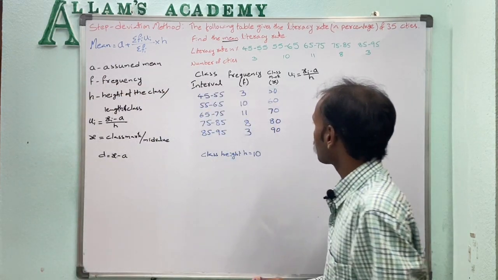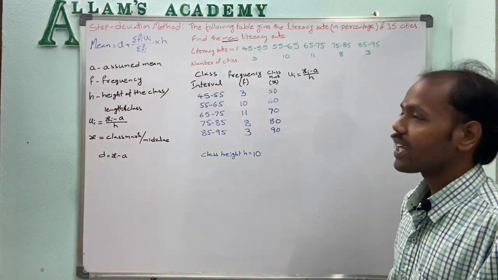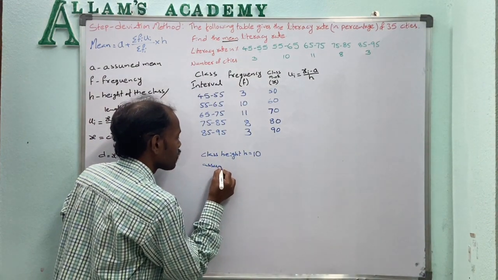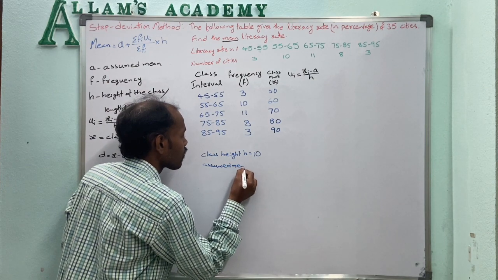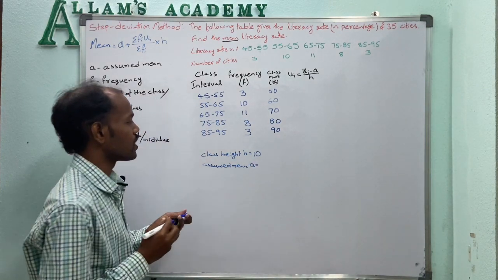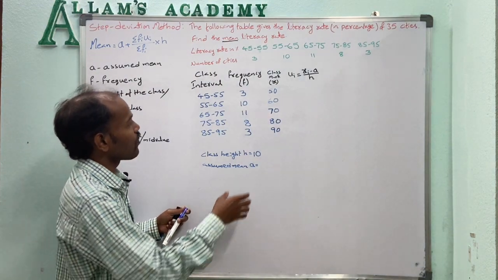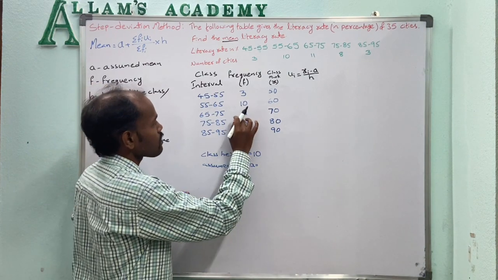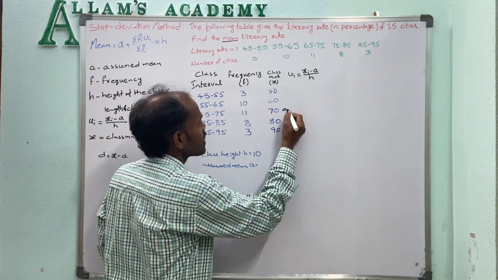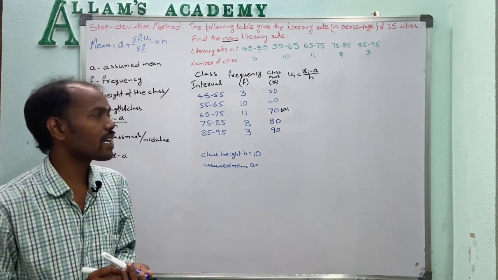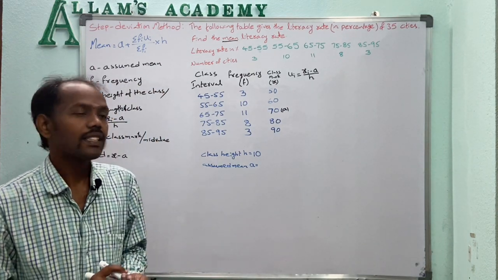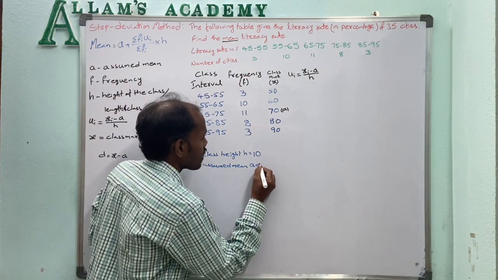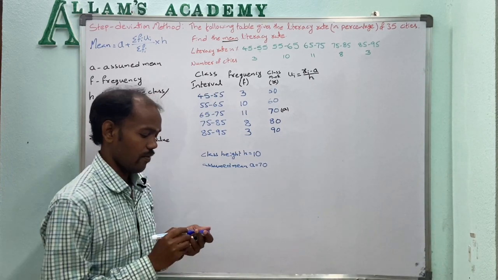Okay. So now which value will we take as assumed mean? Generally, the class mark corresponding to the highest frequency is taken as assumed mean. Otherwise, if anyone takes any other value, we get the same result. So the assumed mean equals 70.